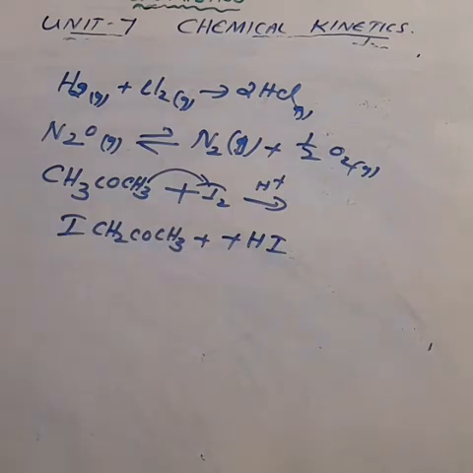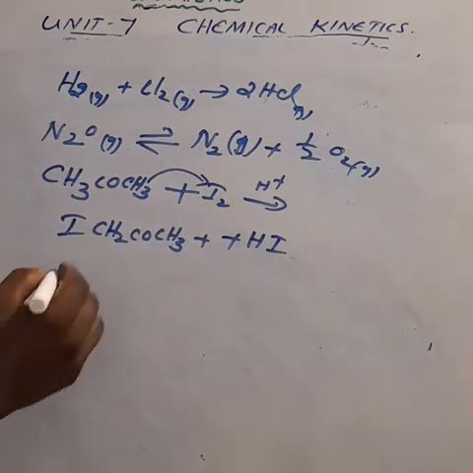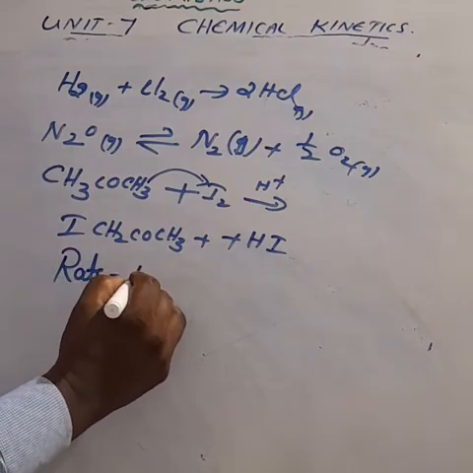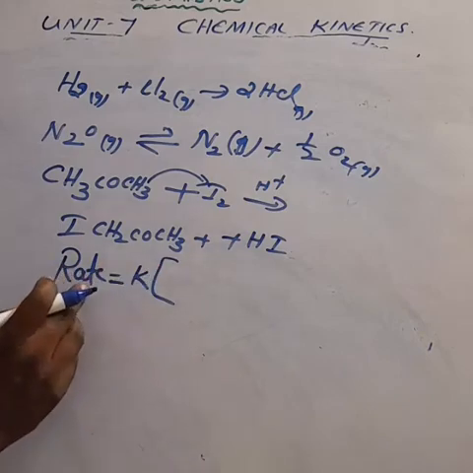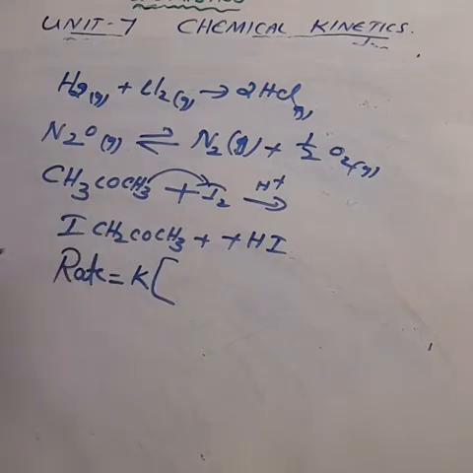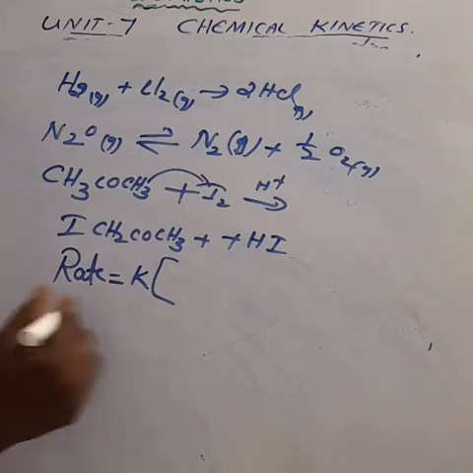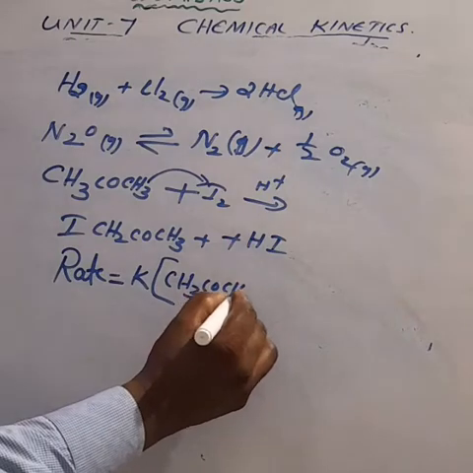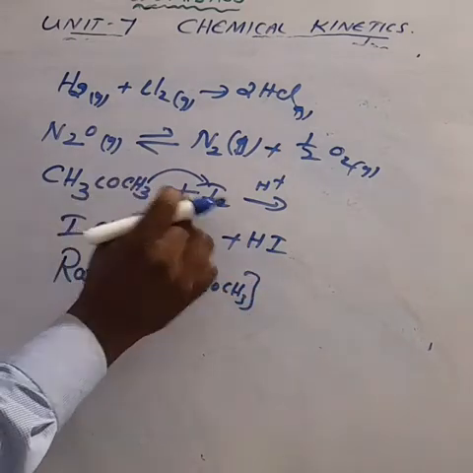Then for this above equation you have to write the rate. Rate is equal to K, K means constant. First of all you have to write the reactant side, that is the concentration of CH3COCH3. Next one, the concentration of H plus ions.